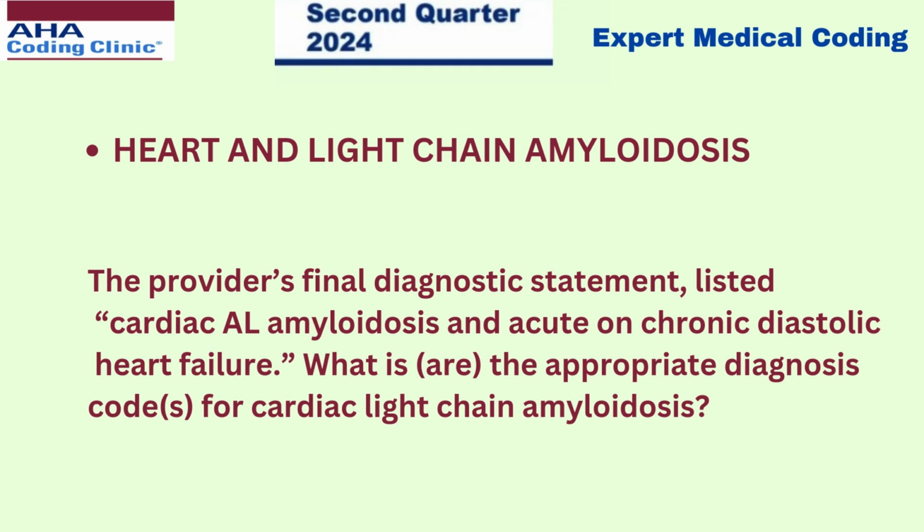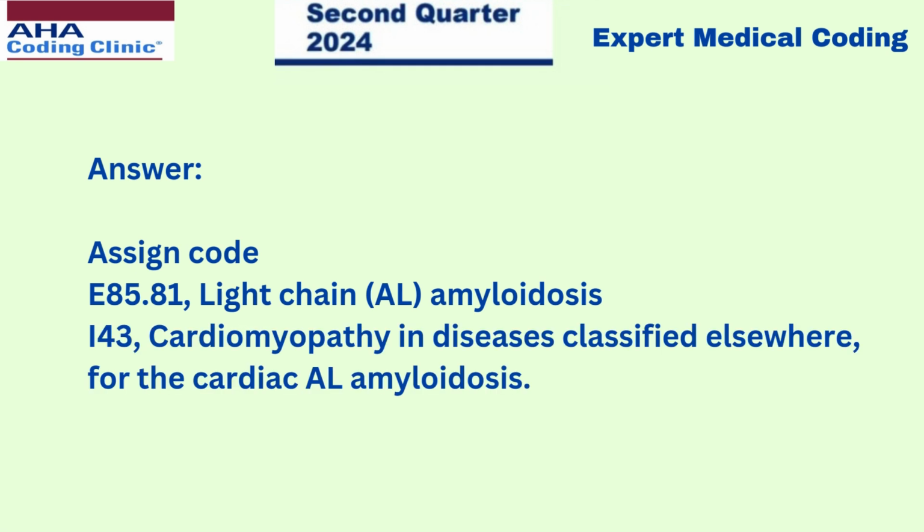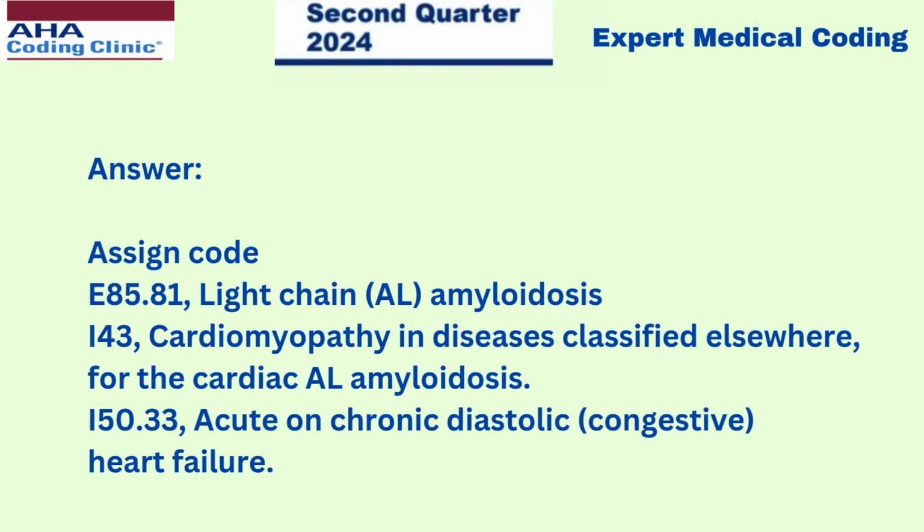The question here is, what are the appropriate diagnosis codes for cardiac light chain amyloidosis? And the answer here is, we have to assign code E85.81 for light chain amyloidosis and code I43, cardiomyopathy in diseases classified elsewhere, for the cardiac AL amyloidosis. Additionally, we have to assign code I50.33 for acute and chronic diastolic congestive heart failure.